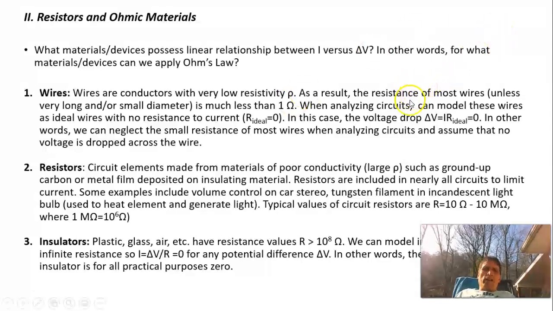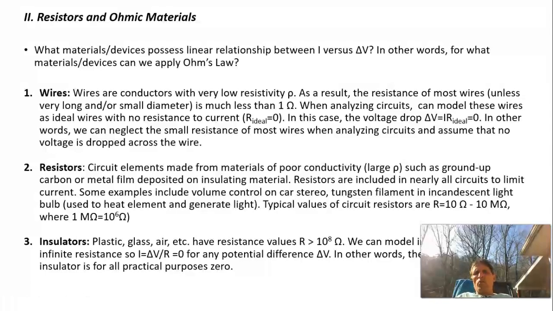So when we're analyzing circuits, as we will in the next chapter, we can model the wire as a perfect wire. A perfect wire would have no resistance to current, which means R would be 0. And since the potential difference across the wire is the current times the resistance, we can assume that we don't lose any voltage. There's no voltage drop across an ideal wire. So we're going to neglect the small amount of resistance in most wires when we analyze circuits, and we're going to assume that the wires are ideal and have no resistance.